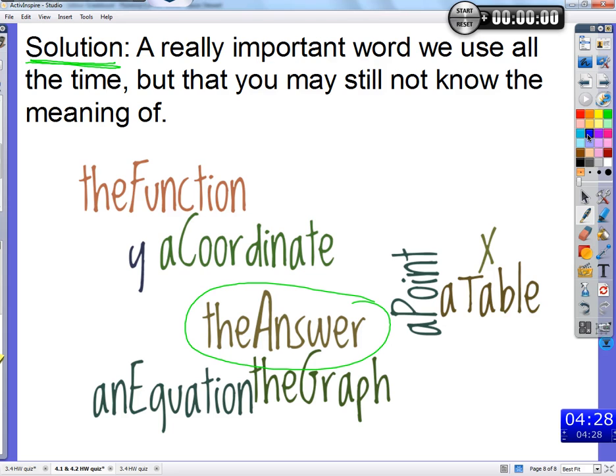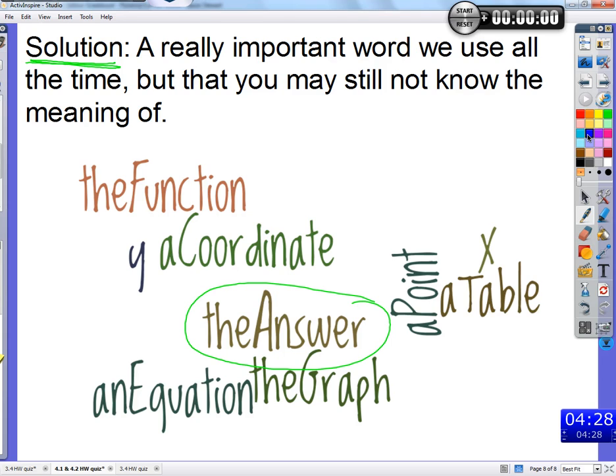The answer, depending on what the question is, might not be the solution. It might just be a fix or a remedy, or the answer. What color is that piece of paper? Yellow. The answer is yellow. Solution is something a little bit different, a very specific thing.